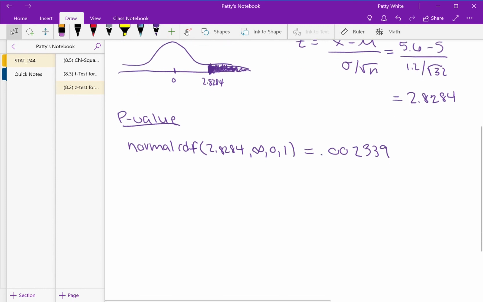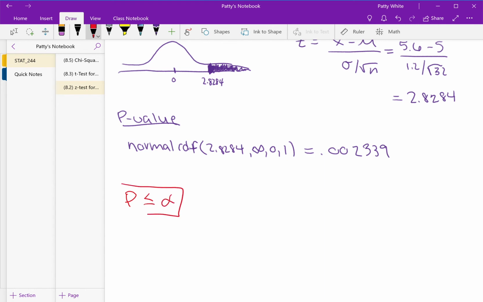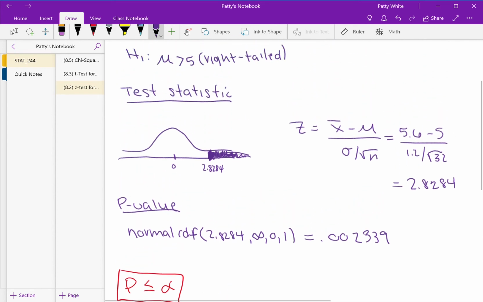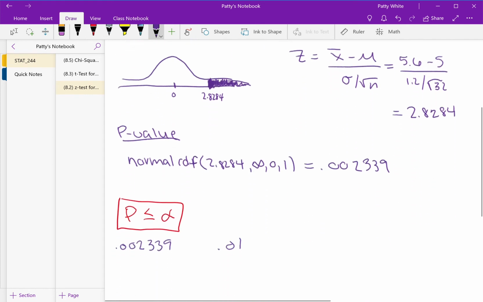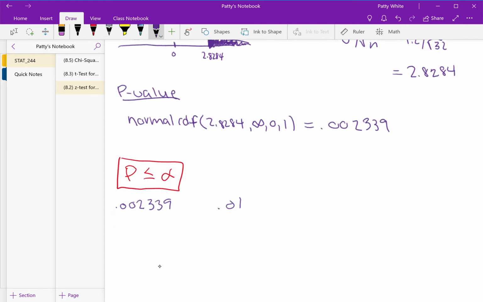So for our decision, we're going to ask ourselves a question: is the p-value less than or equal to alpha? Well, our p-value is 0.002339, and our alpha is 0.01. Let's just double check that. 0.01, yes. And it is true that our p-value is less than alpha, so then we reject the null.